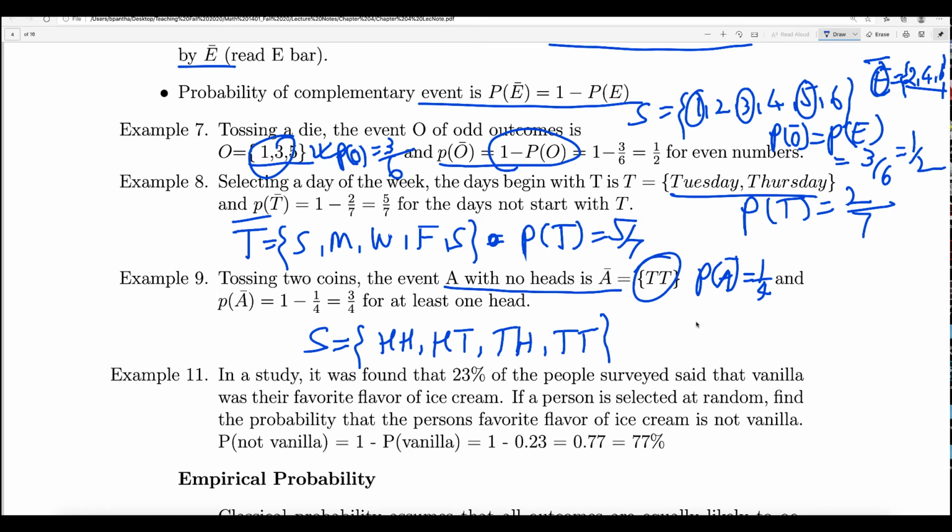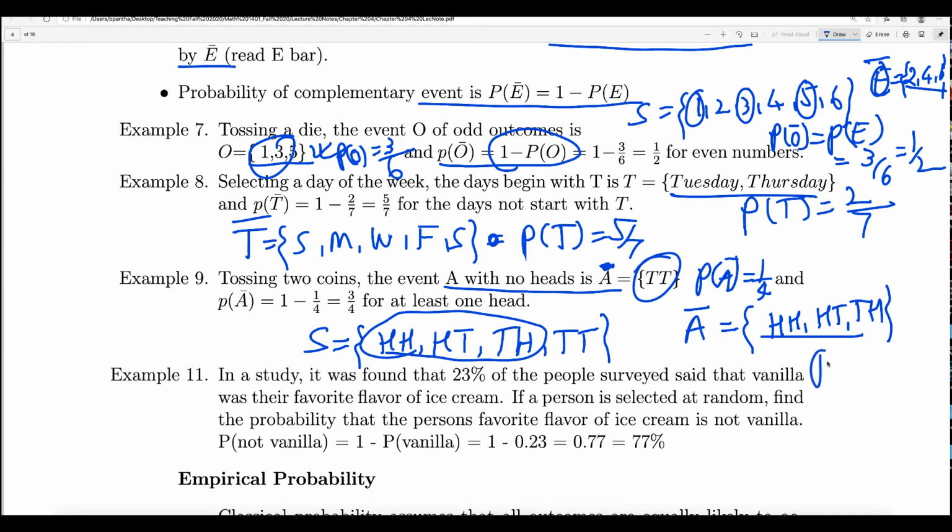So another way of doing that is just to list A bar. By the way, this is just no head, that is A equals TT, okay? But A bar will be HH, HT, and then TH, right? So A is no head. A bar will be everything except no head, meaning at least one head, right? So these 3 outcomes have at least one head. So you can write it that way. So probability of A bar will be 3/4.